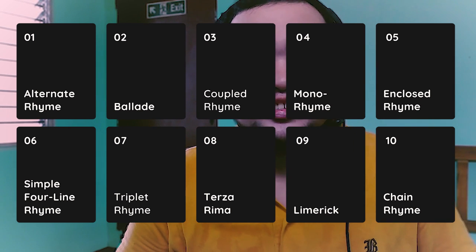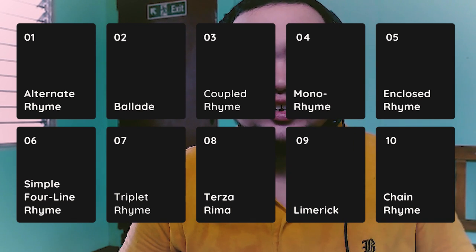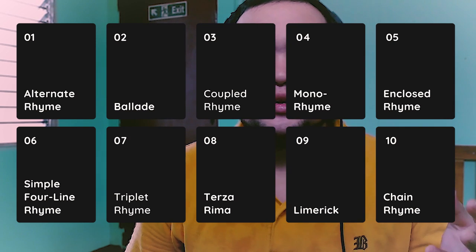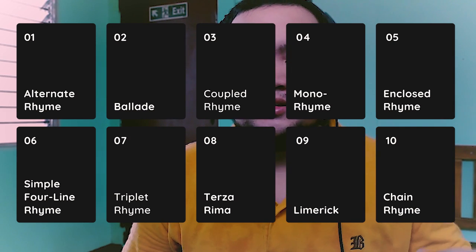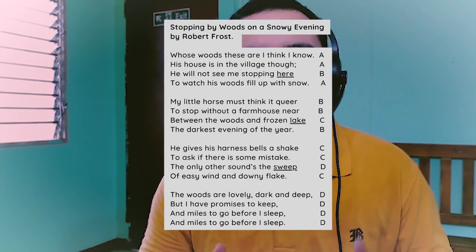Also, the chain rhyme is a rhyme scheme in which stanzas are linked together by rhymes that carry over from one stanza to the next, such as the terza rima with the ABA, BCB, and CDC structure. And for familiarity, let's look at the rhyme scheme of the poem Stopping by Woods on a Snowy Evening by Robert Frost.